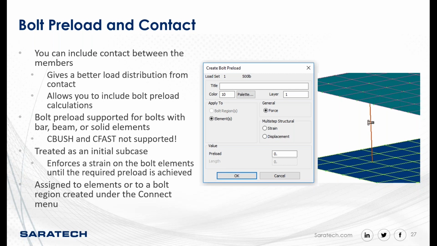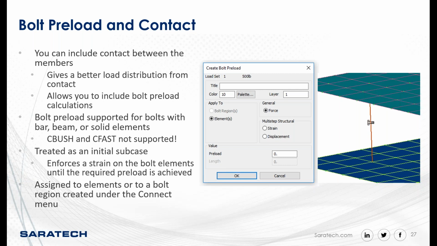This gives you a better load distribution from contact and allows you to include that preload in calculations. You can look at things like separation, and what the axial load is if you're talking about a fastener in tension. Unfortunately, it's only supported for bolts with bar, beam and solid elements. It doesn't work with bushes or CFAST, which tends to drive everyone to using a bar or a beam for a lot of these things if they're doing a fastener preload.